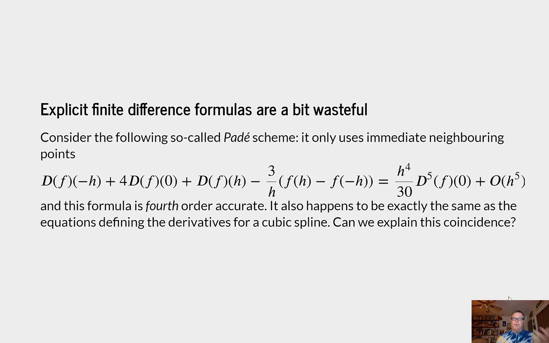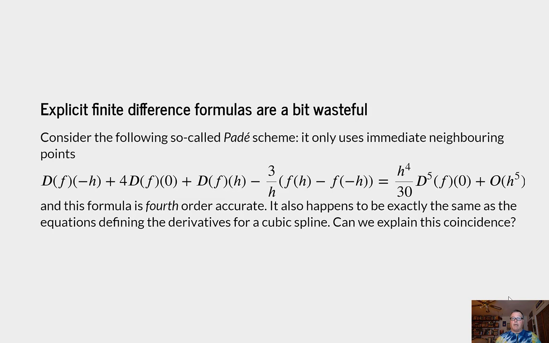The reasoning behind the compact finite differences is that explicit finite difference formulas can be a bit wasteful. So if you just take a centered difference, you get an order h squared error in there. Well, if you look at the Padé scheme, which I've written here in this D notation, the derivative of f at minus h plus 4 times the derivative of f at 0 plus the derivative of f at plus h minus 3 over h times f of h minus f of minus h is actually order h to the fourth. So we have a fourth order accurate equation.